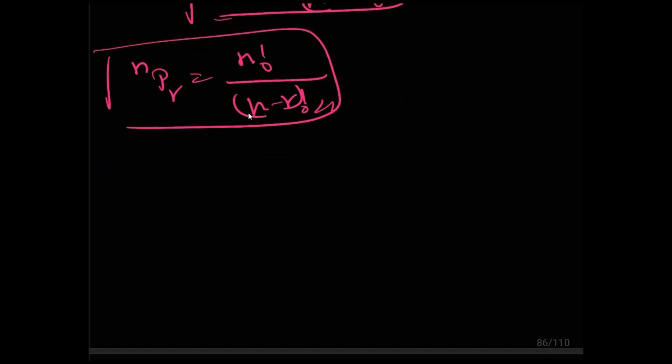Let's do one question from this. How many 4-digit numbers can be made using digits 1, 2, 3, 7, 8, 9 when repetition of digits is allowed, repetition of digits is not allowed? We will do the repetition of digits is allowed afterwards. First we will do the repetition of digits not allowed.